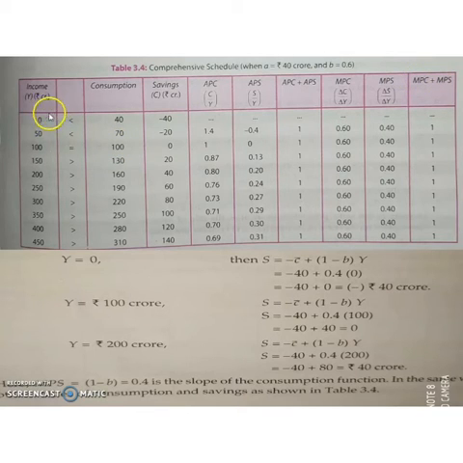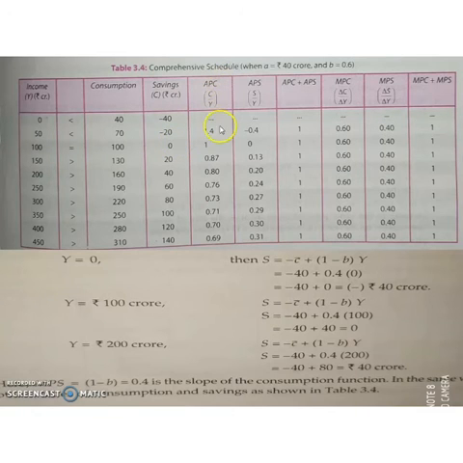So here at the different levels of income, that is 0, 50, 100, 150, 200, the consumption is 40, 70, 100, 130. If consumption is greater than income, there is negative saving. In the case of the first two income levels, the consumption is greater than income, so the savings are negative. Then at the income level 100, the consumption is also 100, which means saving is equal to 0.